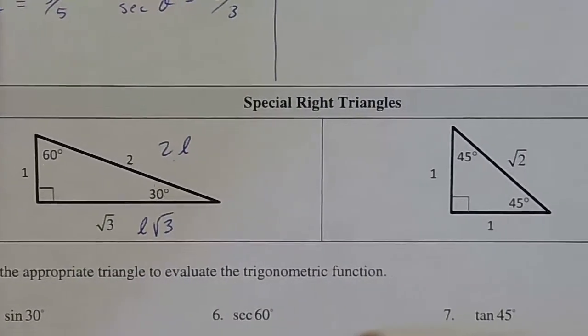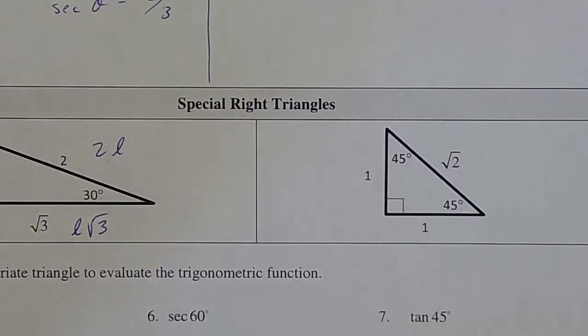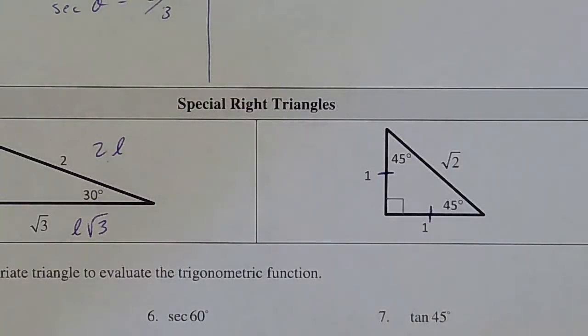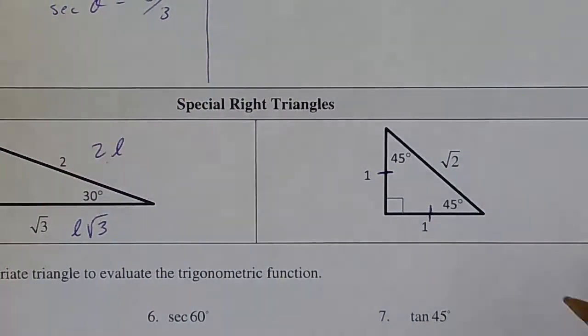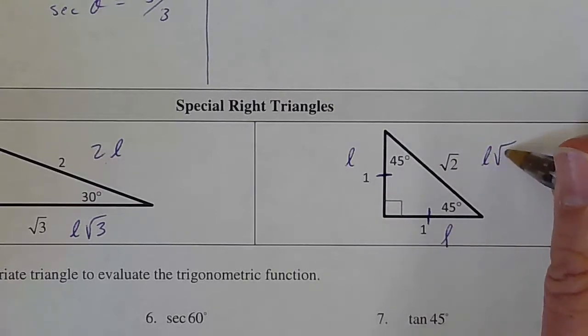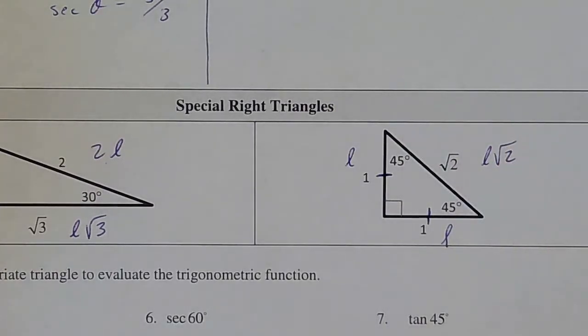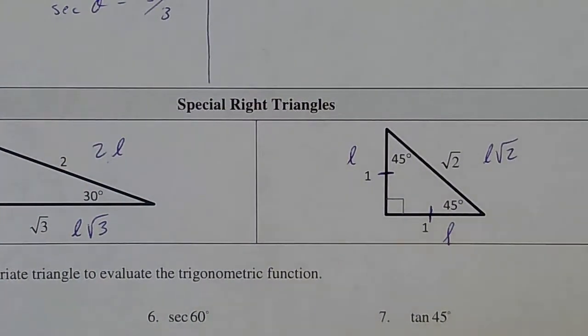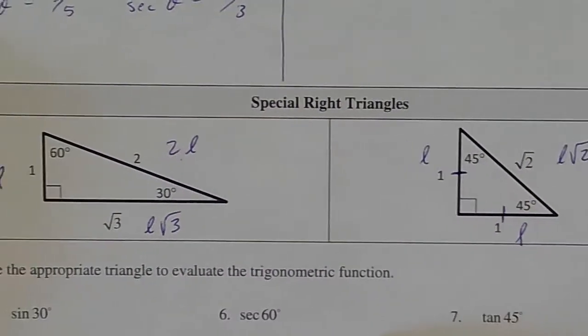With a 45, 45, 90 triangle, sometimes called an isosceles right triangle because these legs are equal, that's why it's called isosceles, this is the relationship. Whatever these legs are, we should call them just L for legs. And then this is always going to be L times the square root of 2. In this section, for the most part, you're just getting comfortable with these, but we're going to use them so often that you're just going to have these sides memorized.